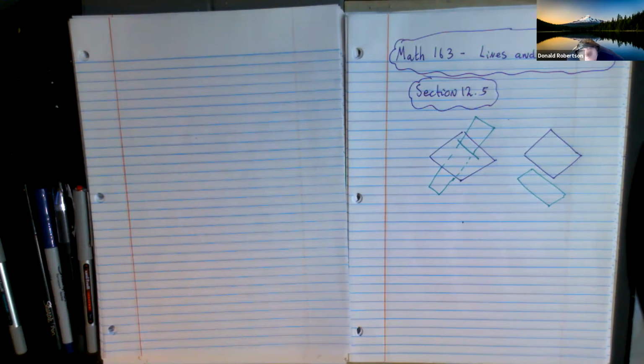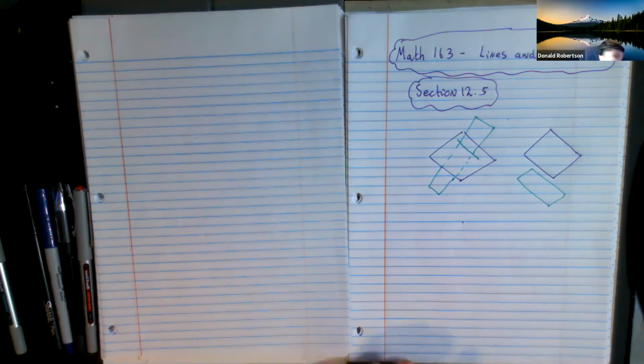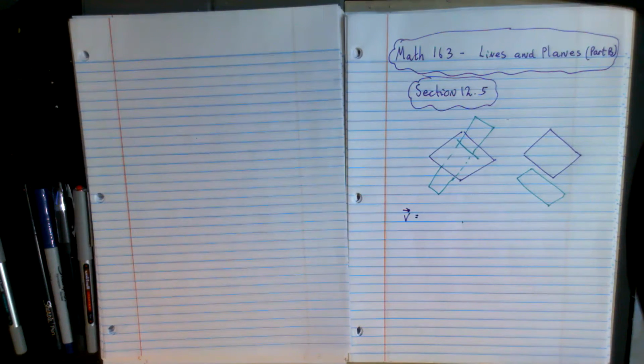So let's look at how we could find out some things. Take this situation, right? They intersect on a line. I would like to find the direction vector of that line. So how do you think I might do that? So I give you the equations of 2 planes, and I'd like to know the direction vector of the line of intersection. Any ideas?